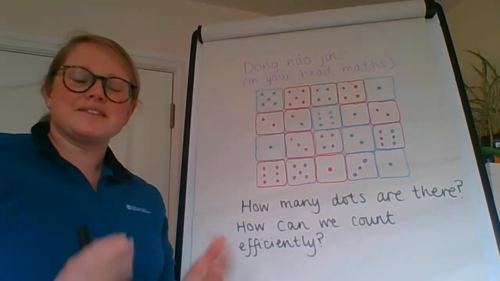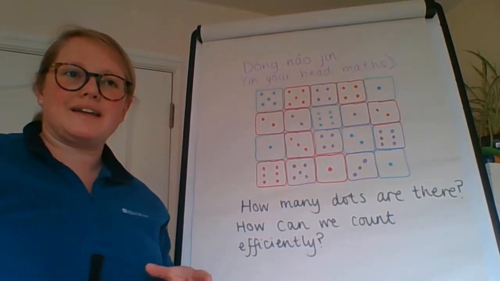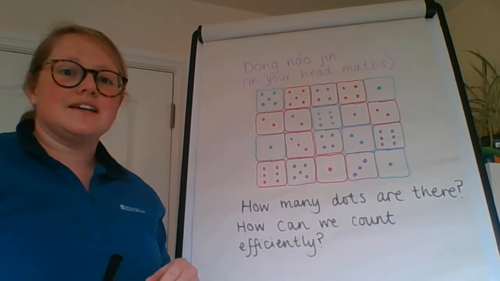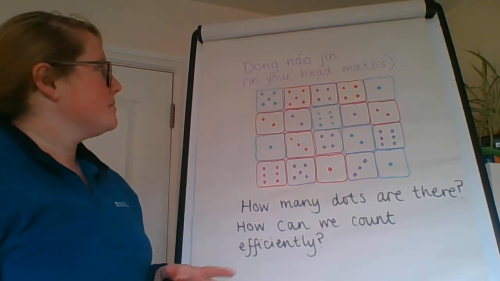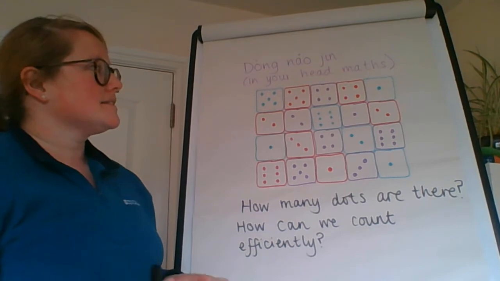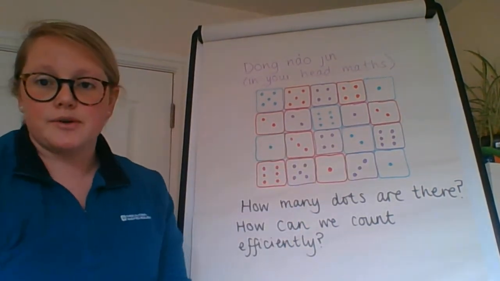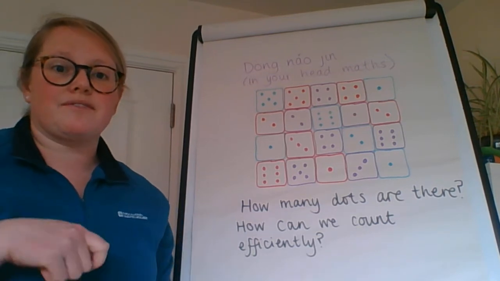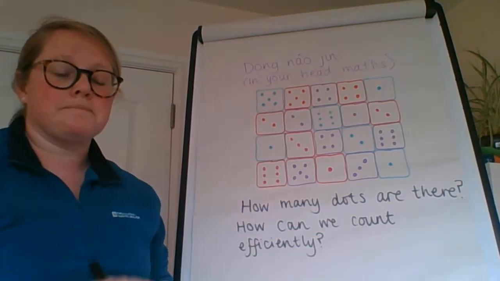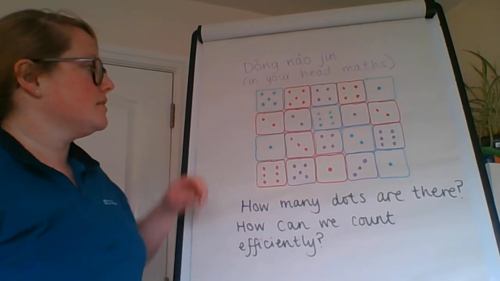Hi everyone, we're going to be looking at how we can group in tens to count efficiently. So I've got a game here called Dong Nao Jin, and it's played with dice. And if you've got some dice at home, you could have a go at throwing the dice, or you could have a go at drawing out a grid and putting different dice faces on.